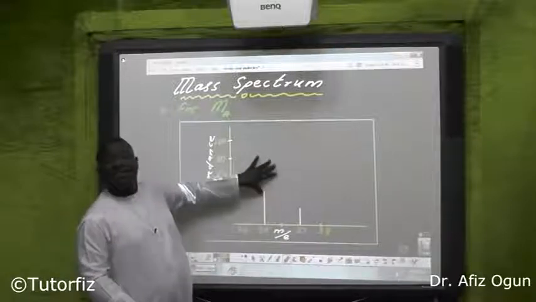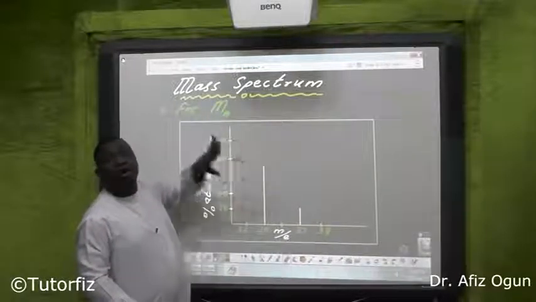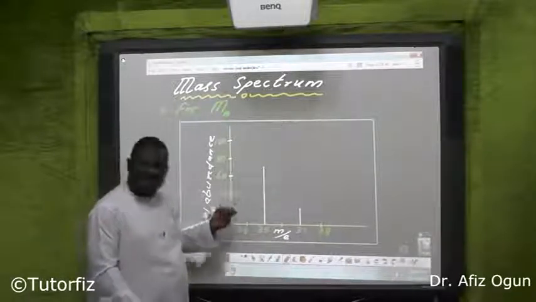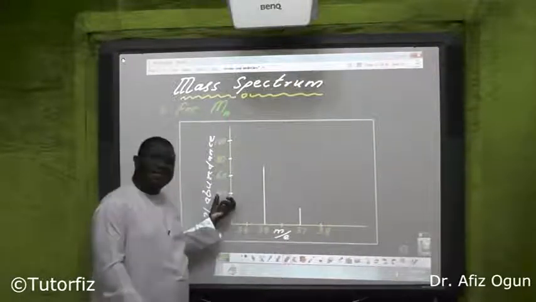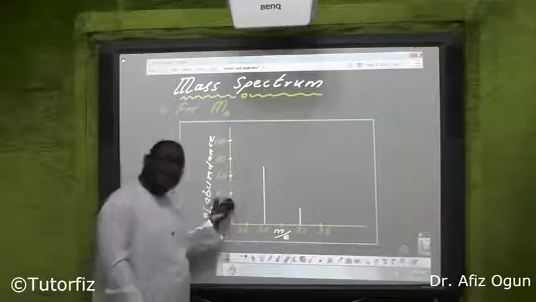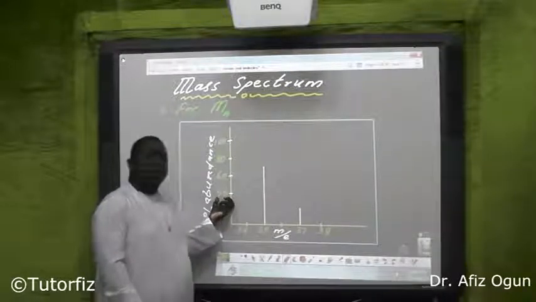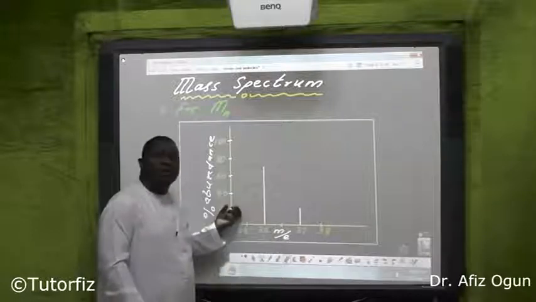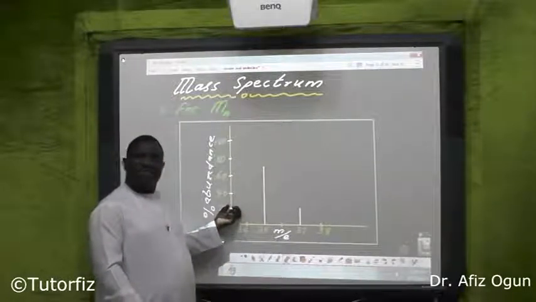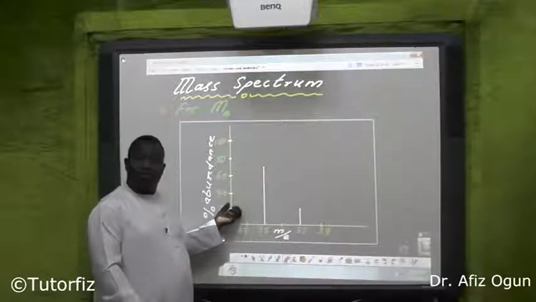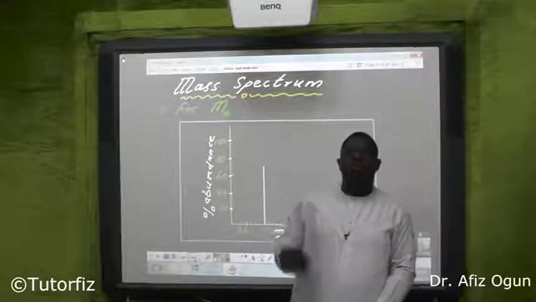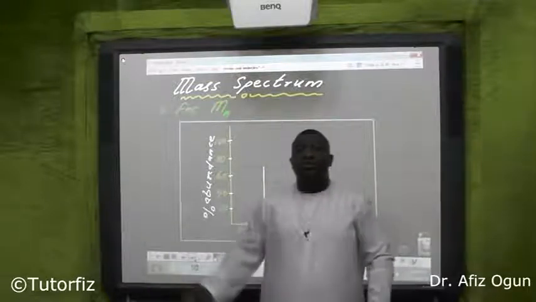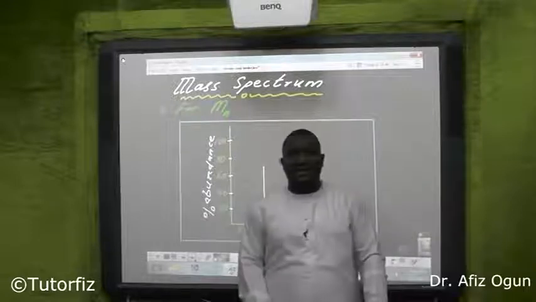Then, in my next class, we are going to work on the mass spectrum. How do we process the mass spectrum? How do we get the relative atomic mass from the mass spectrum? If it's a molecule, the relative molecular mass from the mass spectrum. This is going to be in my next class. So students, you have seen how the mass spectrometer works. We're going to talk about what it has detected in my next class.